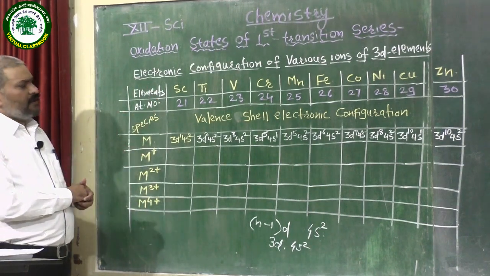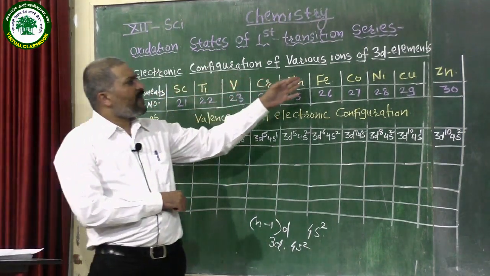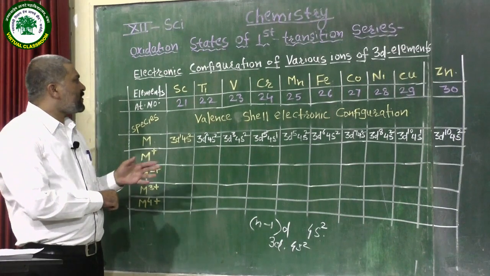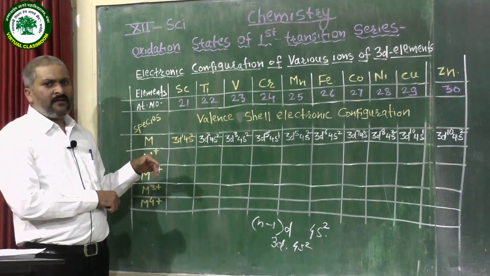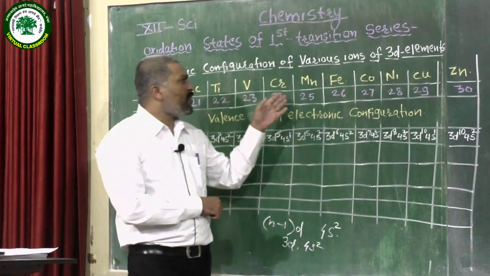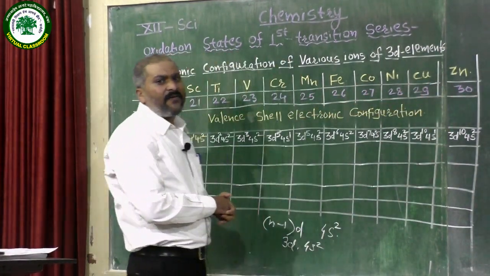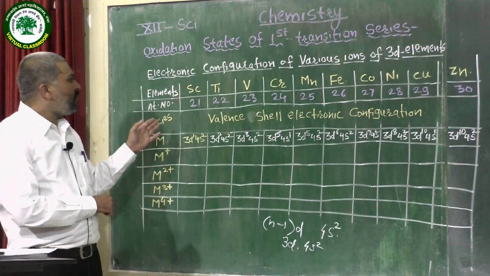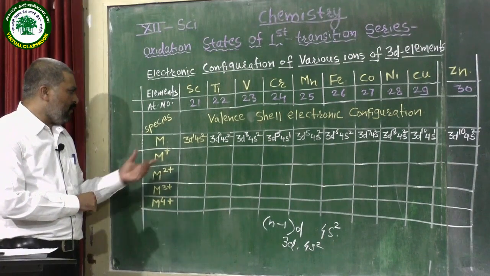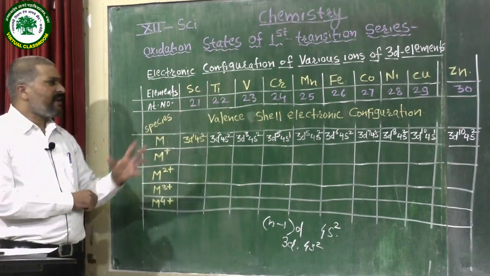In this table, we have seen the electronic configuration of various ions of 3d elements. We know that the 3d series contains 10 elements: scandium, titanium, vanadium, chromium, manganese, iron, cobalt, nickel, copper and zinc. They have atomic numbers from 21 to 30. M is the metal, any metal belonging to this 3d series.